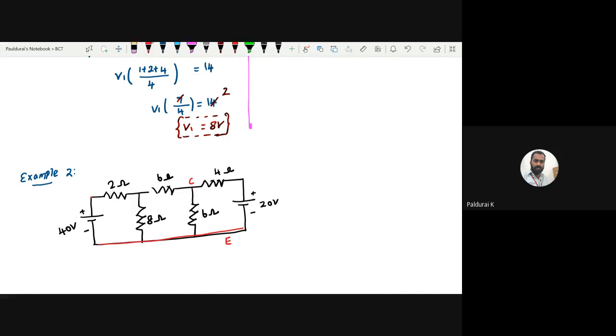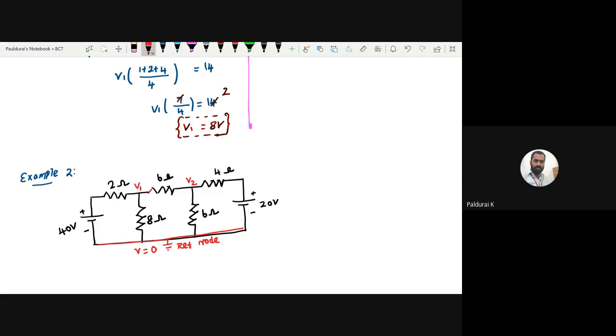So straight away, can I give this a name? Take this as my node 1. Here the node voltage is V1. This is my node 2. Here the voltage is V2. And take this as my reference node. Assume this is my reference node, so here V equals 0.